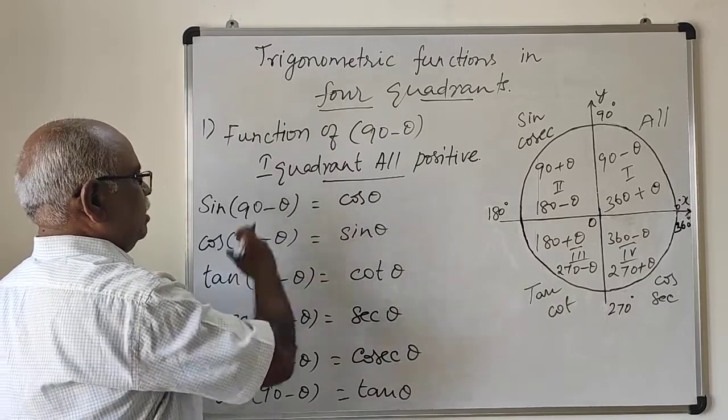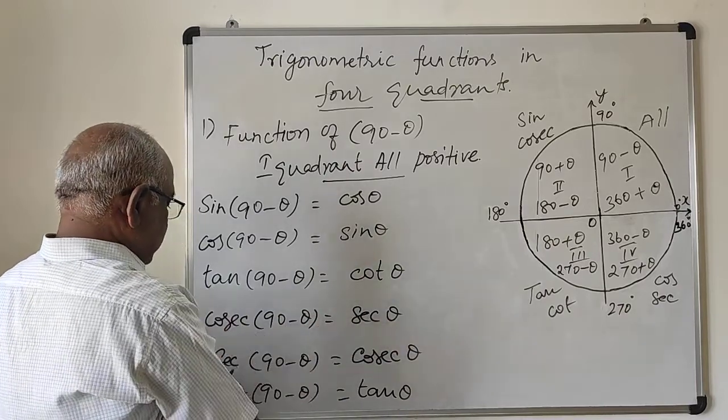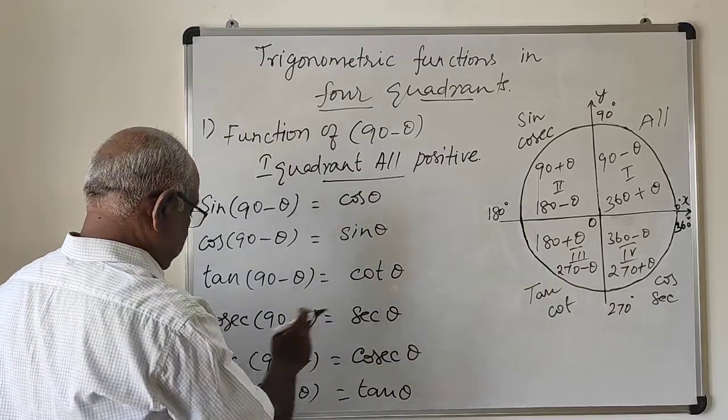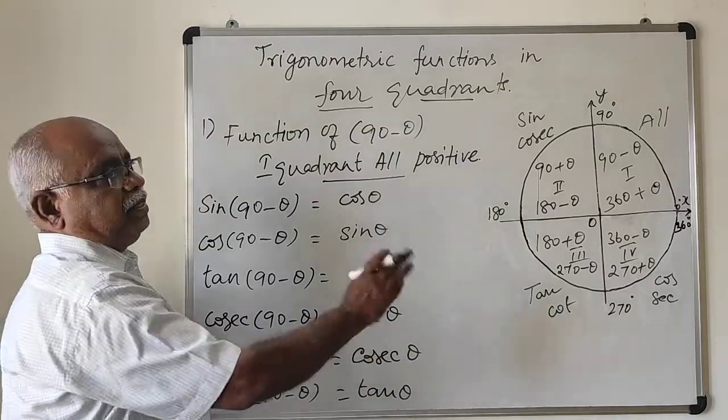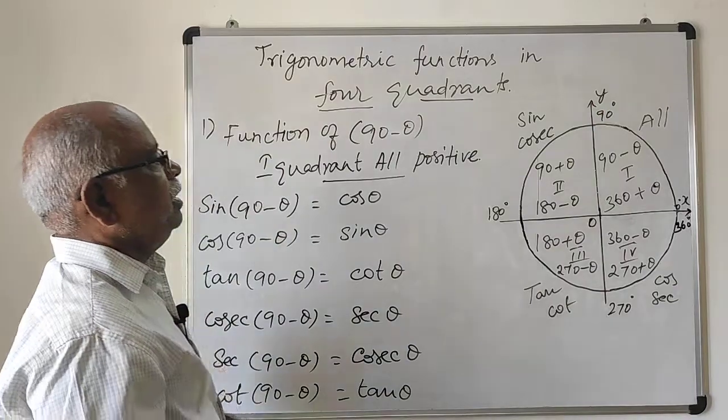Tan 90 minus theta is cot theta. Cosecant 90 minus theta is secant theta. Secant 90 minus theta is cosecant theta. And cot 90 minus theta is tan theta. Like that, the values for 90 minus theta we have determined.